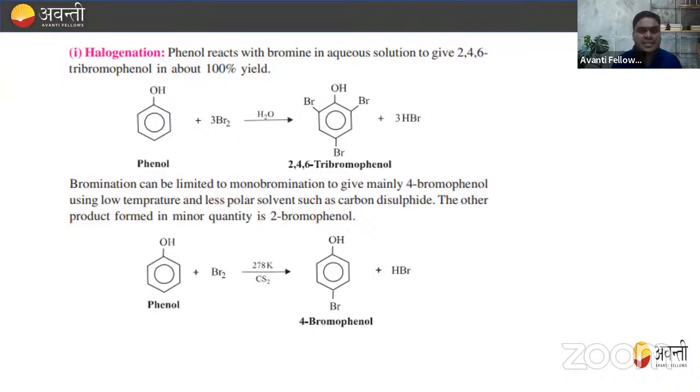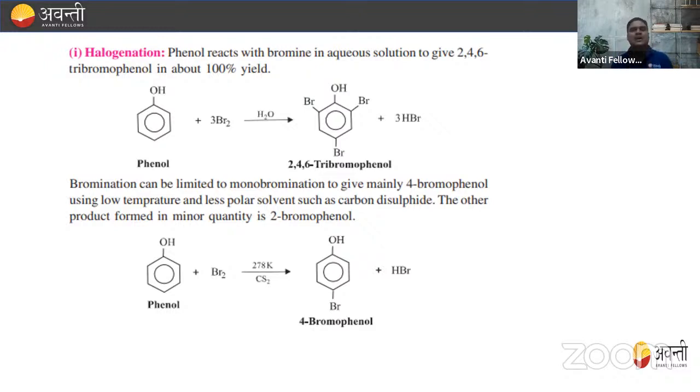So halogenation means nothing but the reaction of phenol with halogen in the presence of two things that we are going to consider here. One, in presence of aqueous, or we say water, and another thing is CS2, carbon disulfide, right? So in both cases we get different products. And why do we get different products? This is the main question here, right?